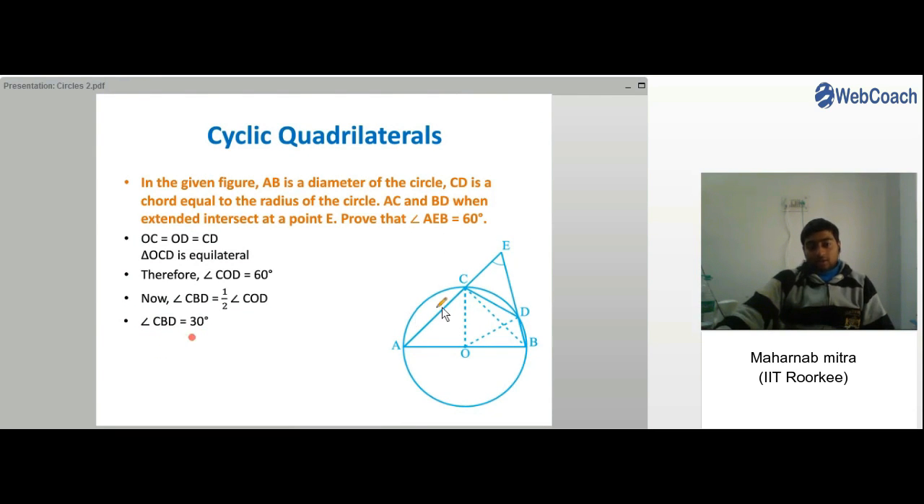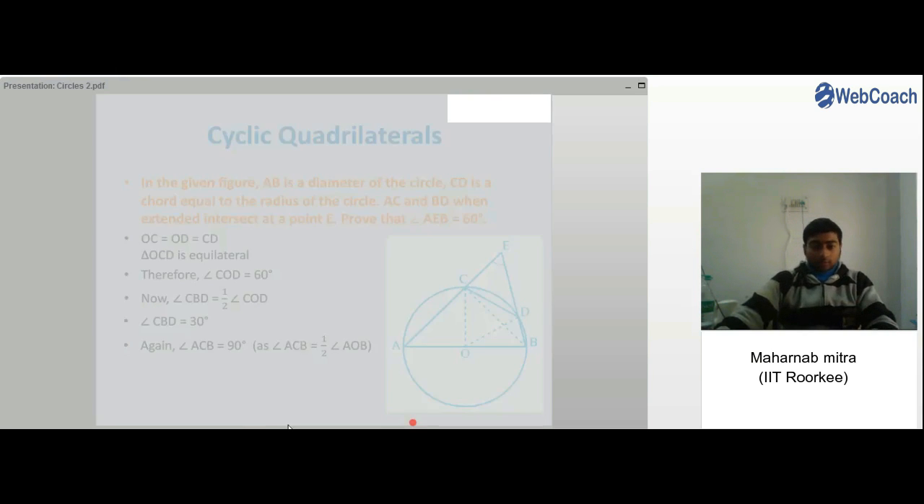So we get angle CBD equals 30 degrees. If this angle is 60 degrees, the smaller angle must be 30 degrees. So we are getting the measure of angles one by one.